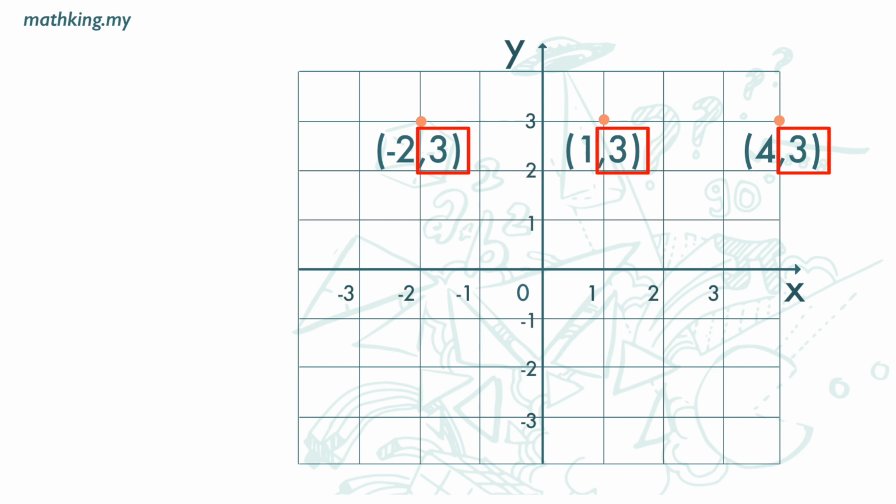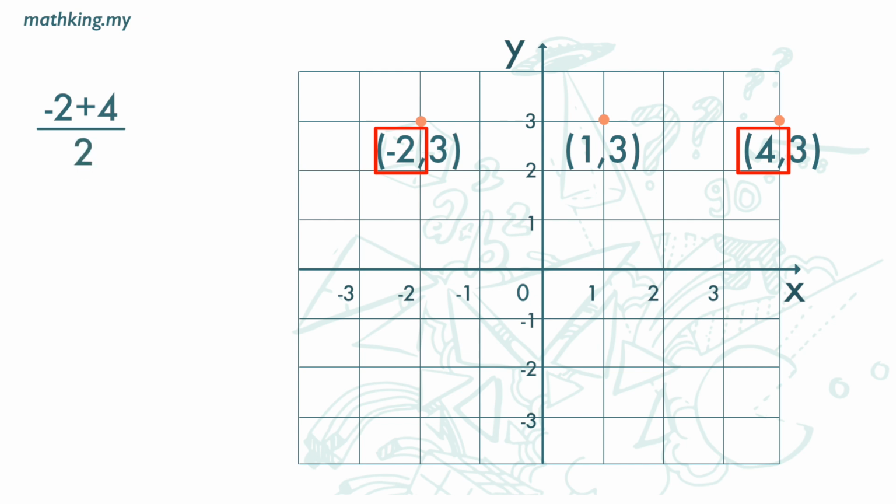Let's look at the x-coordinate. The first one is -2, and the second one is 4. The midpoint of these two x-coordinates is the sum of them, and then divided by 2. So we add them up, -2 plus 4, and then divided by 2. -2 plus 4 is 2. Divided by 2 is 1. So the midpoint for the x-coordinate is 1. The answer is (1, 3).